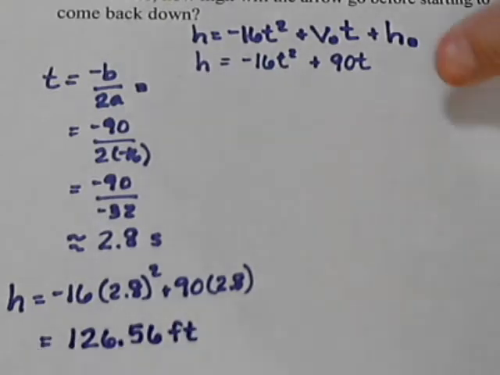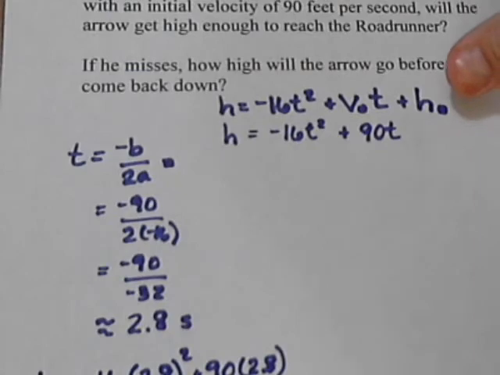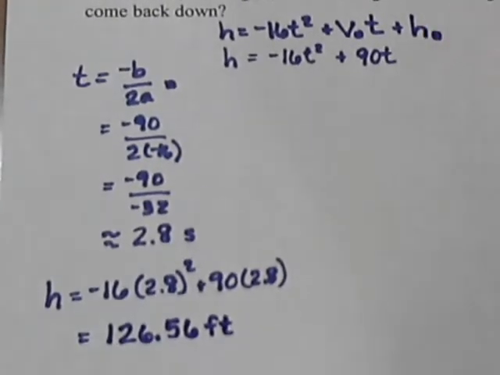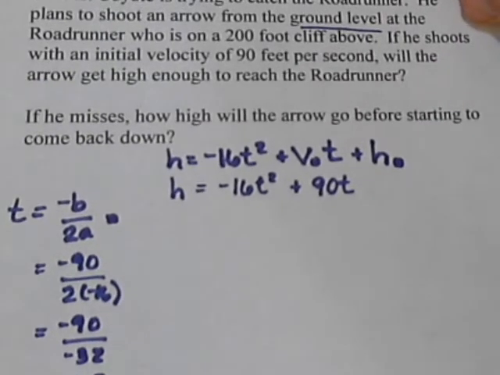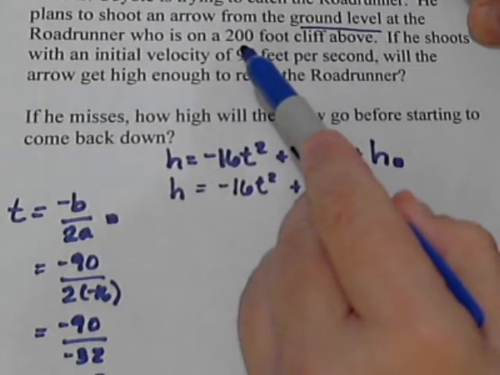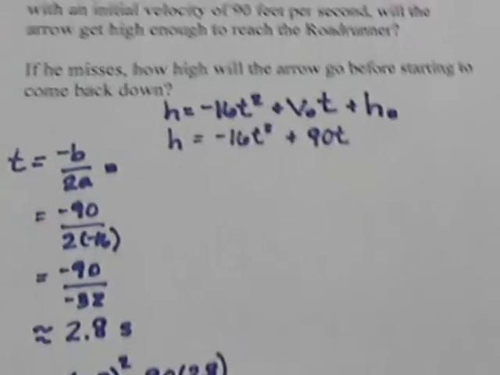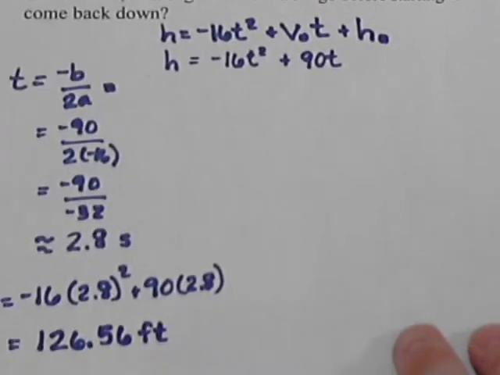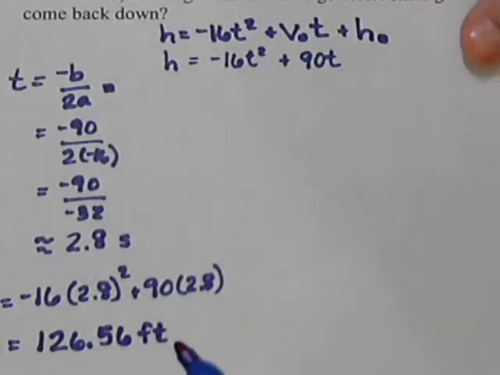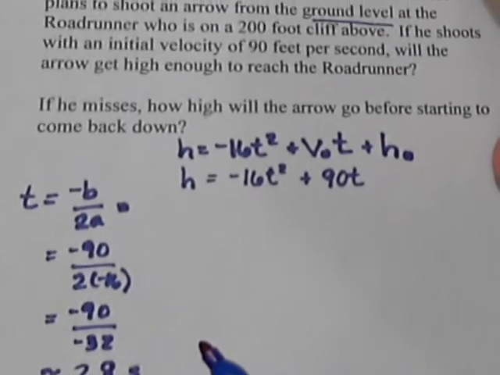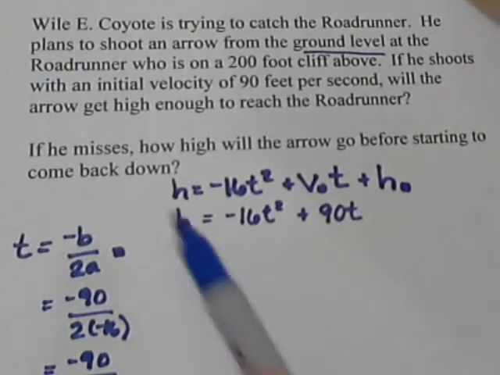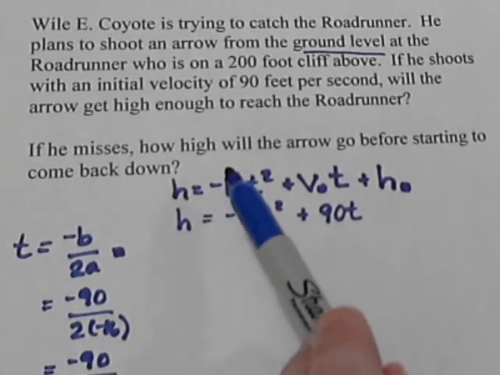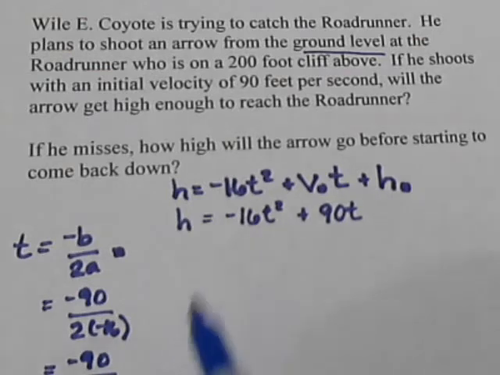Okay, so this actually answers both questions for us. We got 126.56 feet. So if the Roadrunner is on a 200-foot cliff, our arrow's not going to get high enough to hit him. The arrow's only going to get to a height of 126 feet. So it's not going to reach the Roadrunner, and therefore it's not going to miss him, but we still know it's only going to go 126.56 feet high.